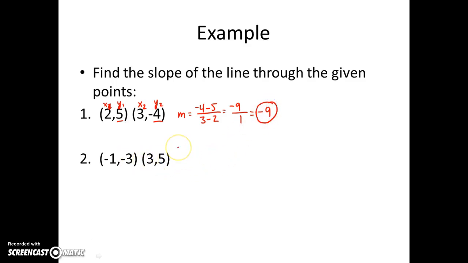For this one, just for the sake of knowing that it doesn't really matter which ordered pair you pick, if I pick this as x2, y2, this just would have to be x1, y1. So you just have to be consistent. If you did 5 first, that's totally fine. You should get the same answer. But if I did negative 3 minus 5, I would just have to do then negative 1 minus 3. Get negative 8 over negative 4, and negative divided by negative is positive, and 8 divided by 4 is 2.